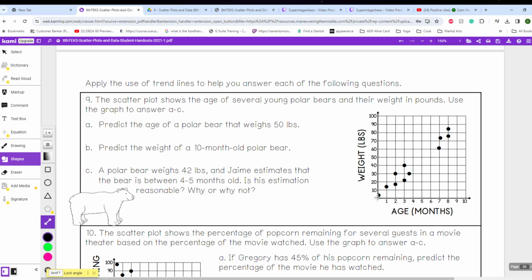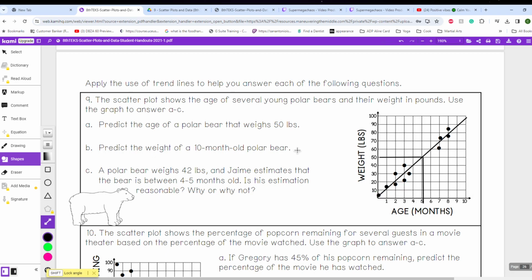So first we're going to make our trend line. Make sure it's not too far above like this, and not too far below like this, because you want to be hitting the majority of your points. Then you're going to use your predicting factor. It says weighs 50 pounds, so you draw a line straight down. And we're going to say this polar bear is around 5 months old.